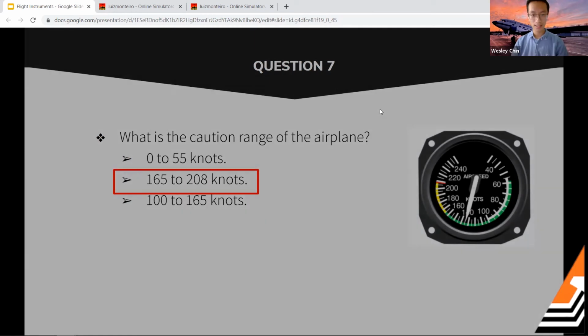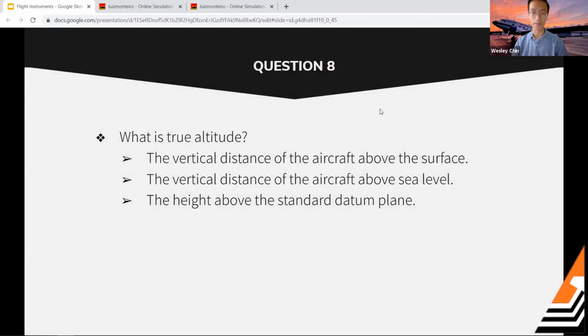All right, so another definition-based question. What is true altitude? There are 3 different definitions. Is it the sea level one? It is the sea level one, yeah. Perfect, you got it exactly. True altitude is the vertical distance of the aircraft above sea level. So true altitude is MSL.